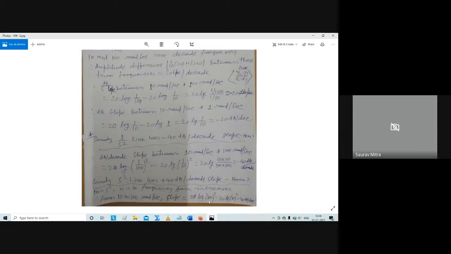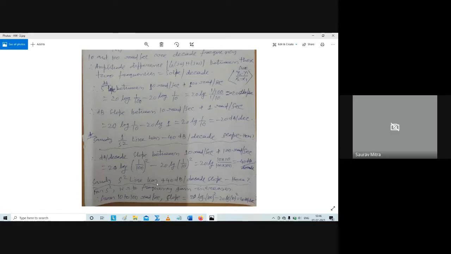20 log 100 square minus 20 log 10 square. That means this will be 20 log 100 into 100 by 10 into 10. That means 20 log 100. So log 100 means 2. Okay, so that will be 20 log 100 square minus 20 log 10 square. That means 20 into 2. That is going to be 40 dB per decade.